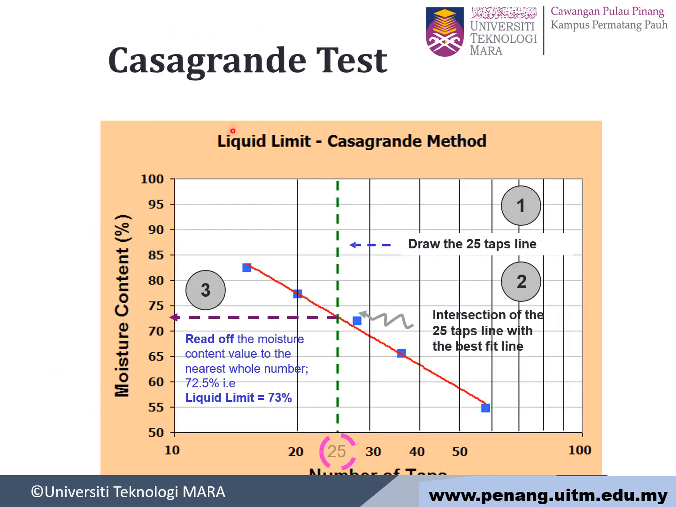Alright, this one is an example of the graph plotting. We have the moisture content versus number of taps, or number of blows. Then you have to find the liquid limit at 25 number of blows here. This one is 25, and then you find the value of moisture content, which is the liquid limit here. For example, it is 73%. Right? It is the intercept of the 25 taps line with the best fit line.